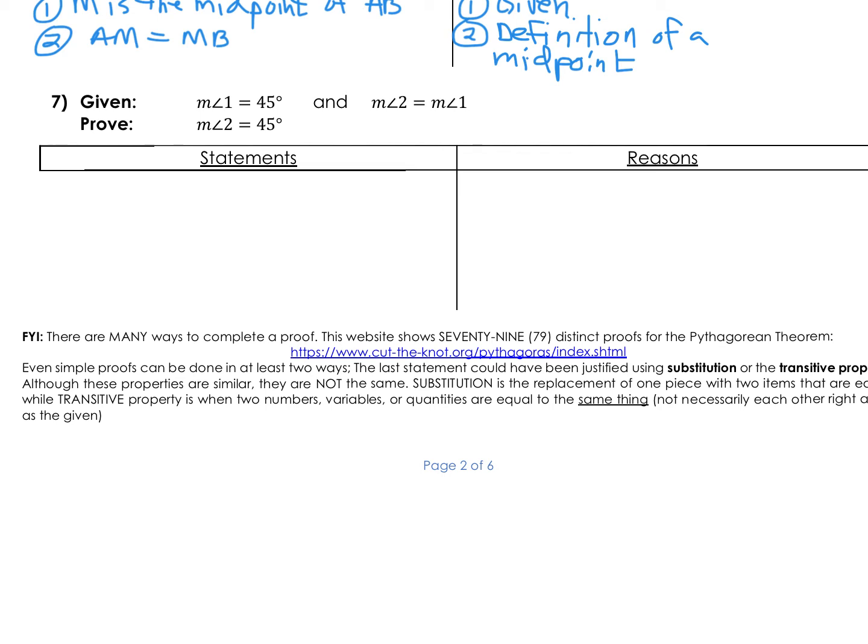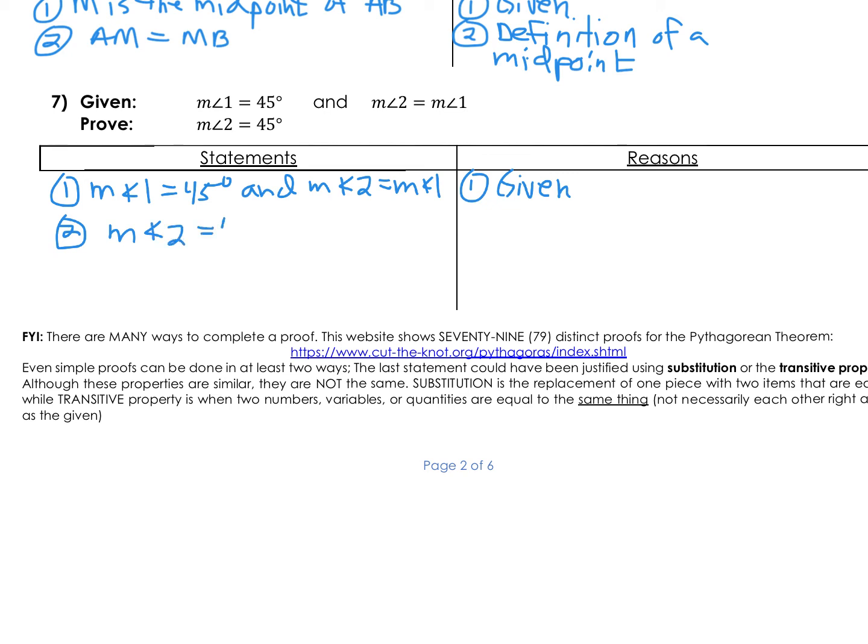Okay, so hopefully you paused the video, but here's our first statement. The measure of angle 1 is equal to 45 degrees, and the measure of angle 2 is equal to the measure of angle 1. Reason given. Then your second statement is going to be the measure of angle 2 is equal to 45 degrees. So I'm going to give you two reasons that you could have thought of.